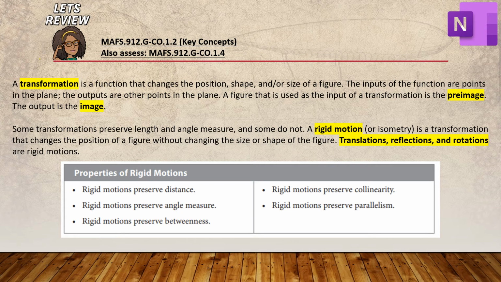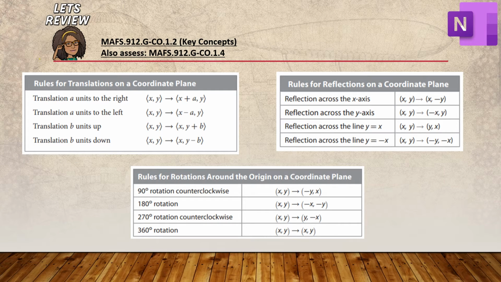All right, the next standard that we're going to be looking at is GCO12, and it's also assessed with standard GCO14. These two standards pretty much just look at the definition of transformations, and we know a transformation can change the position, shape, or size of a figure. We're looking at the idea of rigid motion. Rigid motion allows a figure to be transformed without changing its shape or size. It has some properties that it preserves, which you can see here in your key concepts. It also talks about the three different rigid transformations, which are translations, reflections, and rotations.